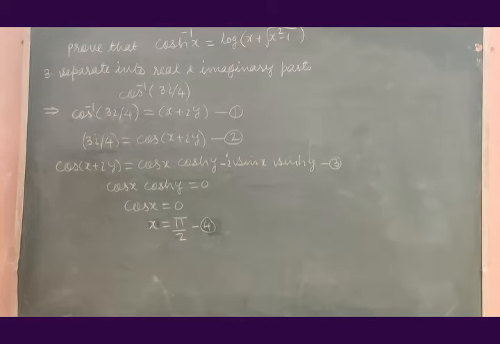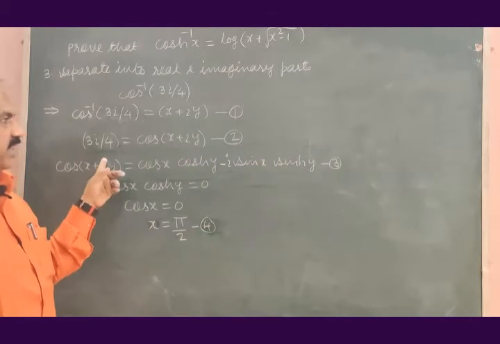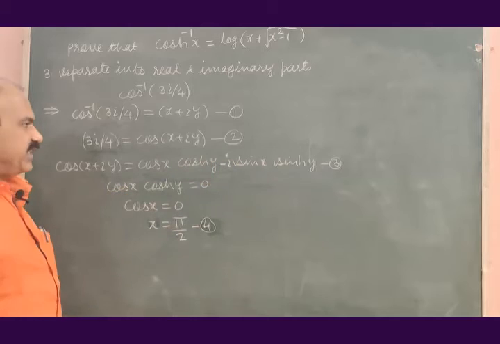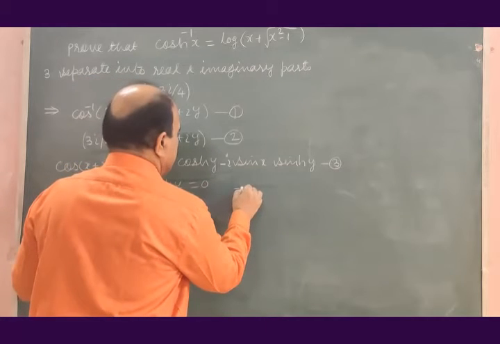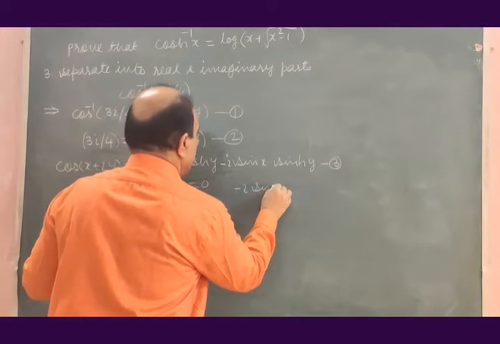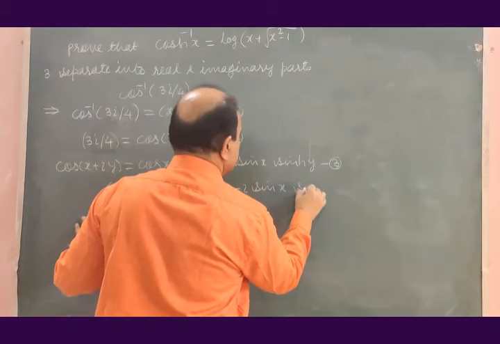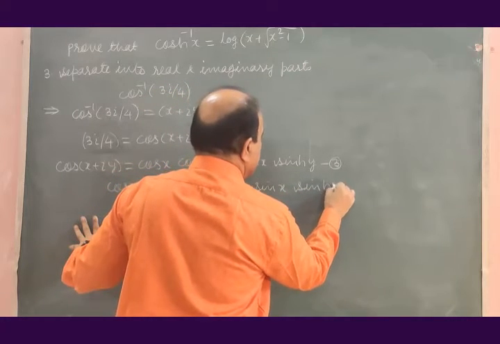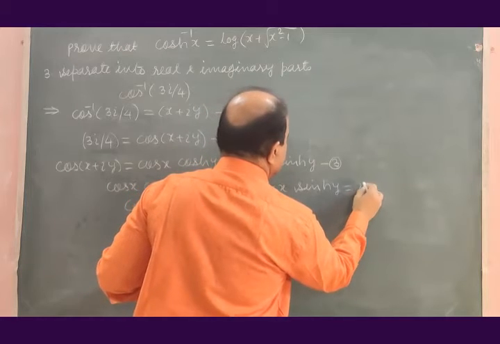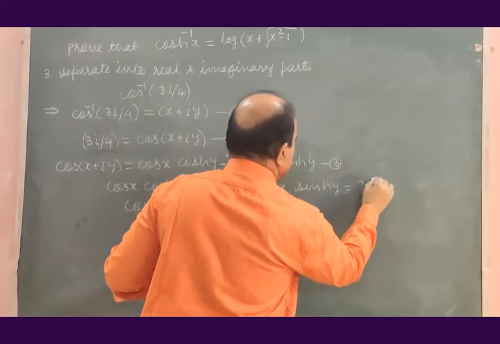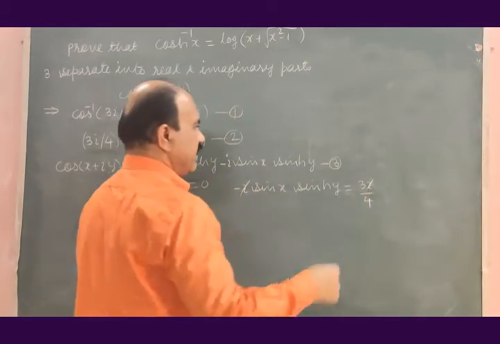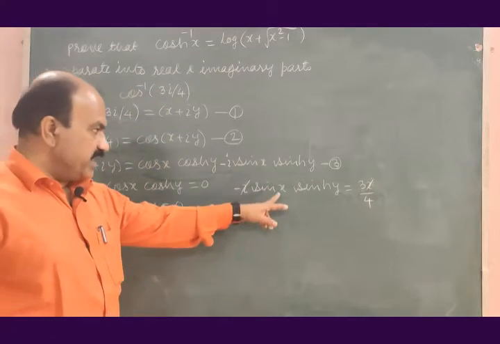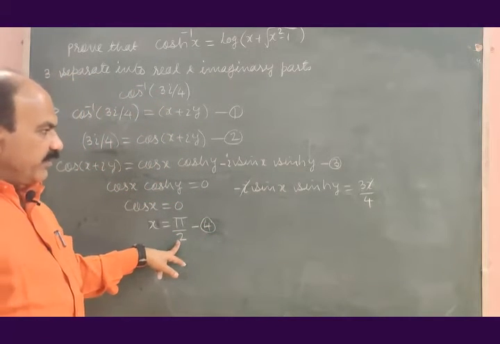Equation number 4. Okay, then now let us compare the imaginary parts in equation 2 and in equation 3. 3i by 4 is equal to this, that is minus i sin x into sinh y is equal to 3i divided by 4. This i gets cancelled. What is the value of x from equation 4? Pi by 2.